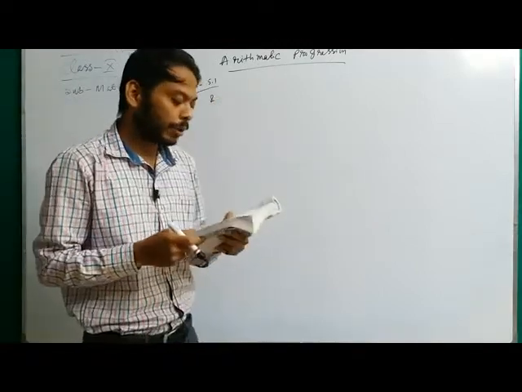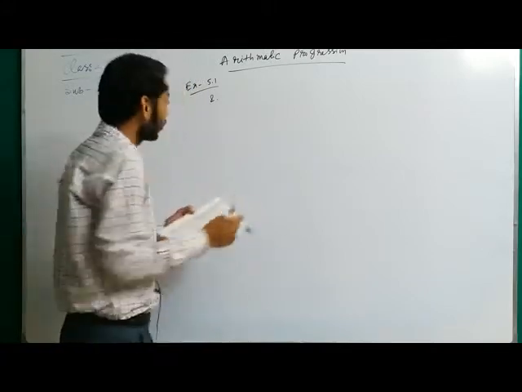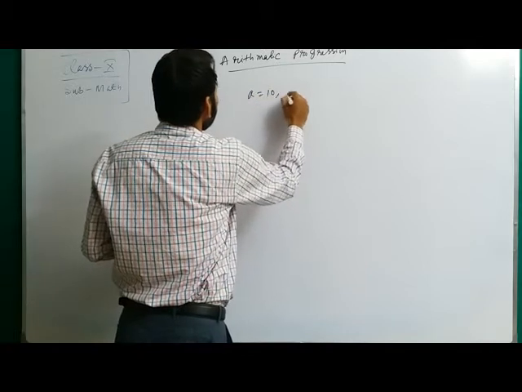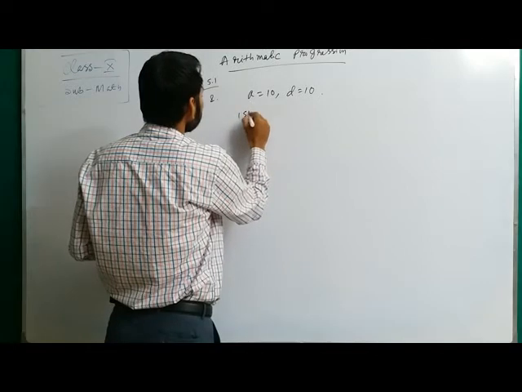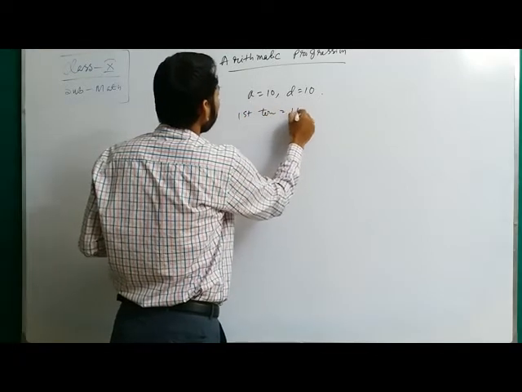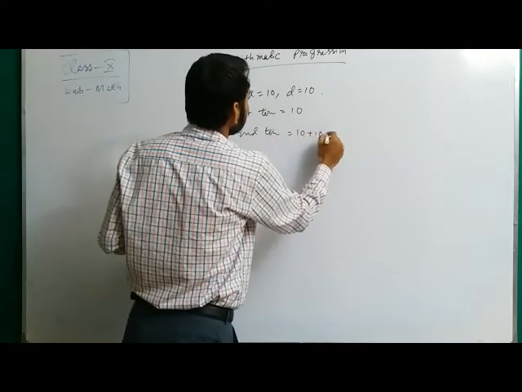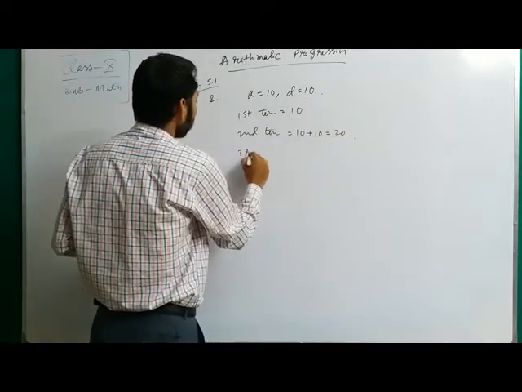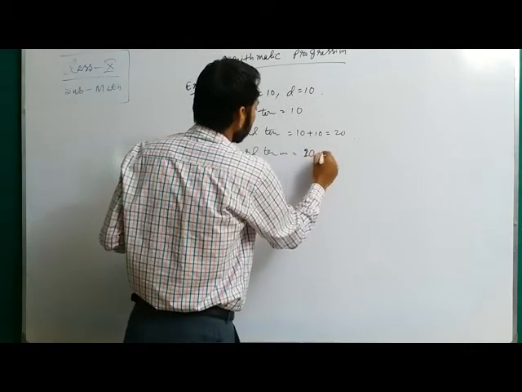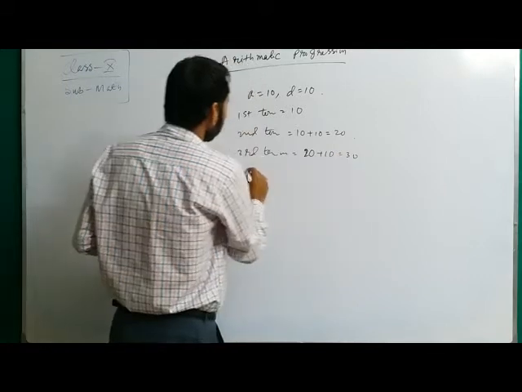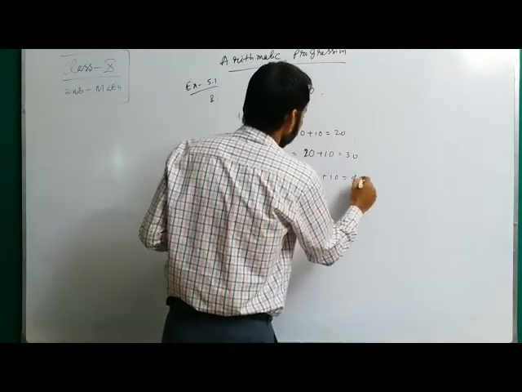Write the first 4 terms of the AP when the first term A and the common difference D are given. Here A is given as 10 and D is given as 10. Now the first term will be 10, second term 10 is added with 10, we get 20, third term 20 plus 10 we get 30, fourth term 30 plus 10 we get 40.